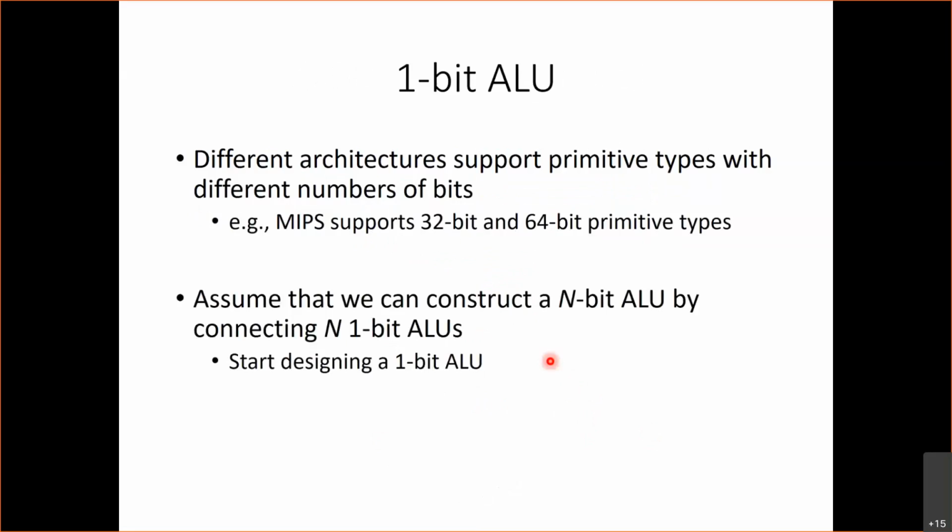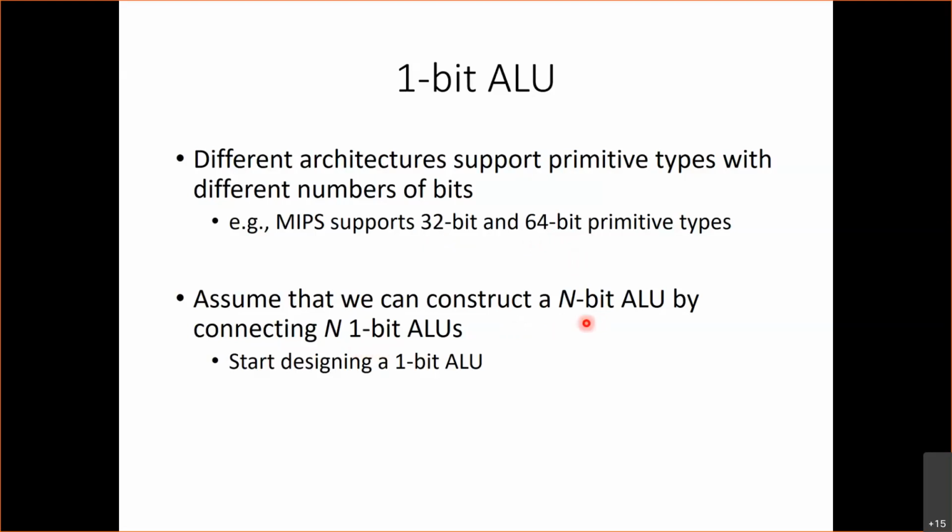We said that different architectures support different primitive types with different widths. So, for example, MIPS supports 32-bit and 64-bit. Some architectures may support 16 bits. So we'd need an ALU that supports operands with that number of bits. So we said that we're going to assume that we can construct an n-bit ALU by connecting n 1-bit ALUs together. And we set off to design a 1-bit ALU and then showed how to connect them to get n-bit ALUs.